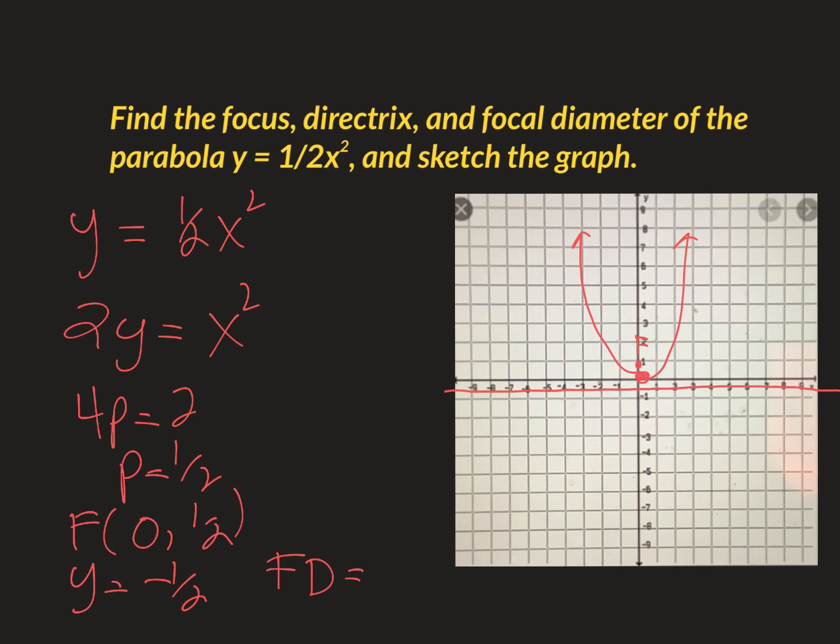Now remember what that is. The focal diameter is the length of the latus rectum. By the way, the latus rectum is going right through here. It goes through the focus, perpendicular to the axis, which goes right through here, and its endpoints are on the parabola. So it wants to know how long is that? That's what the focal diameter is. And remember, it was the absolute value of 4p. Our 4p is 1/2, so 1/2 is our focal diameter.